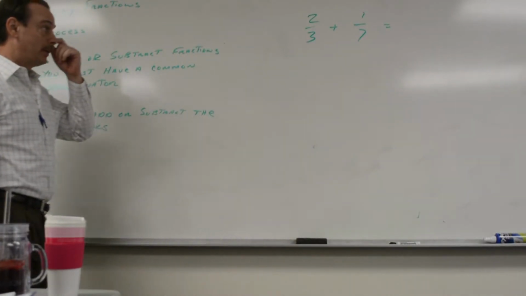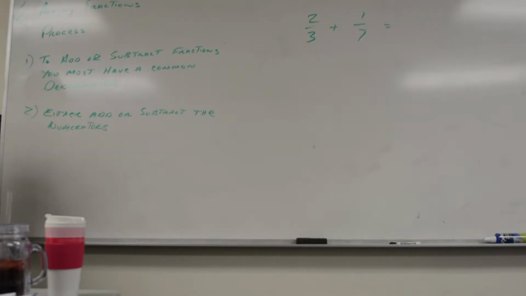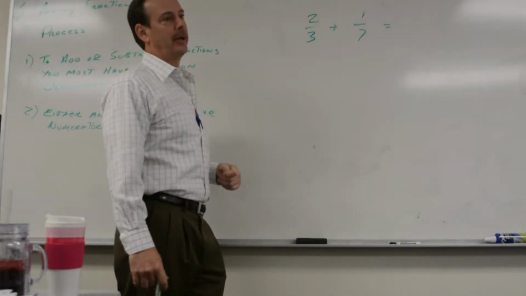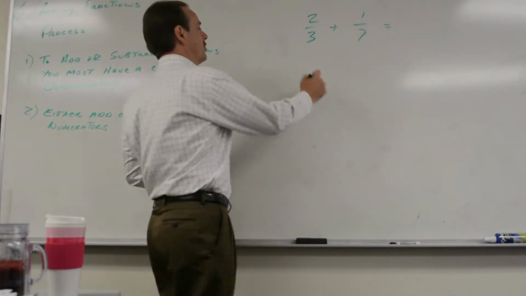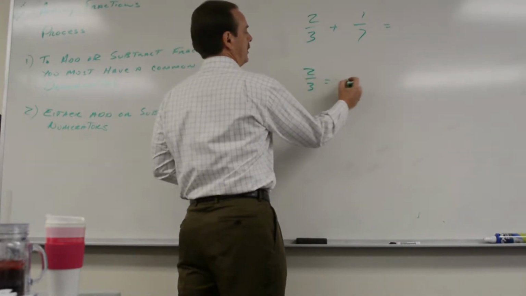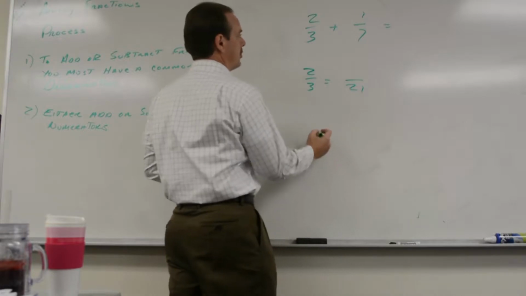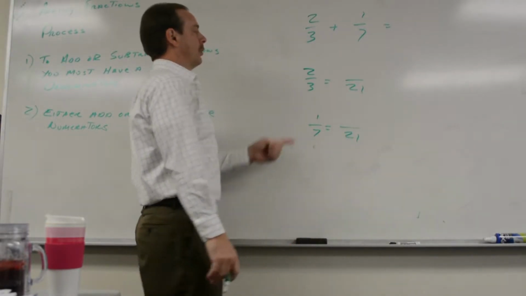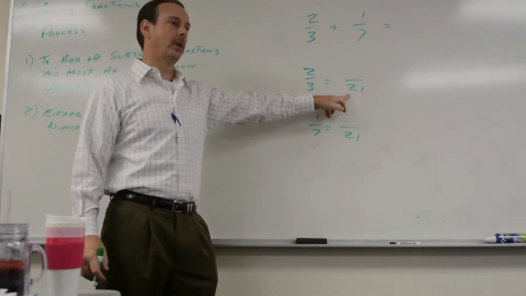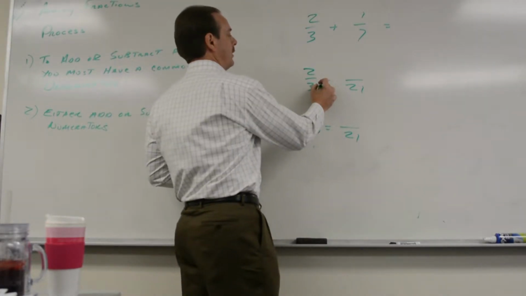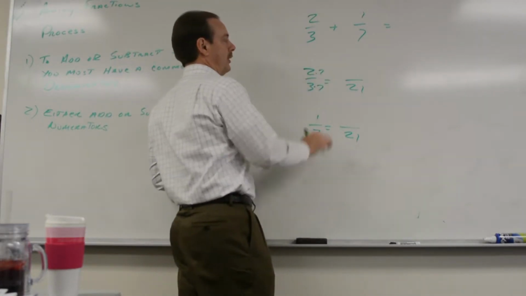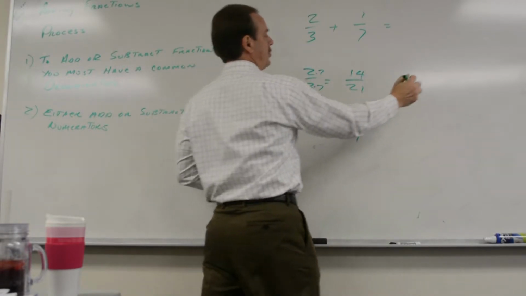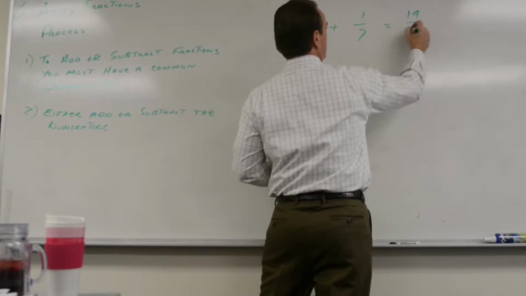This time we've got 2/3 plus 1/7. Can we add those together? No. All right. What would our common denominator be? All right, so we're going to change 2/3 to 21sts, and then we've got to change 1/7 to 21sts. What do we have to multiply the 3 by to get to 21? 7. So if we do it to the denominator, we have to also do it to the numerator. 2 times 7 is 14. So the 2/3 changes to 14 over 21.